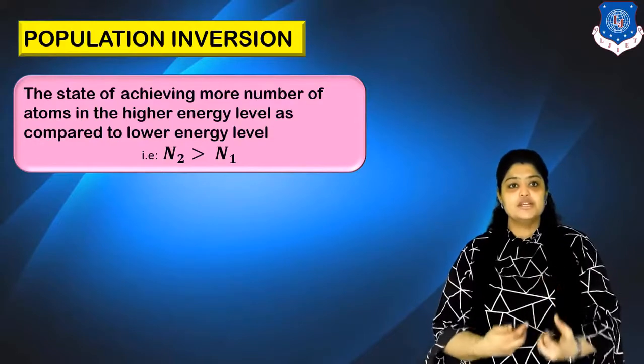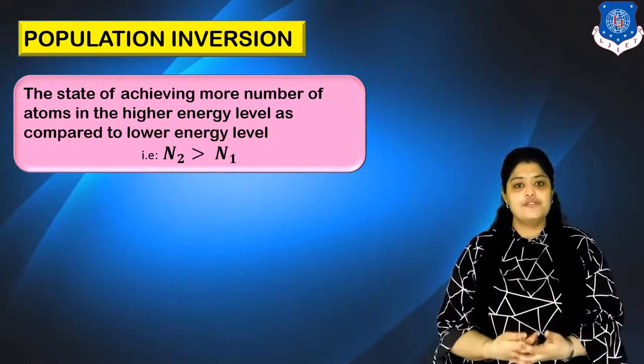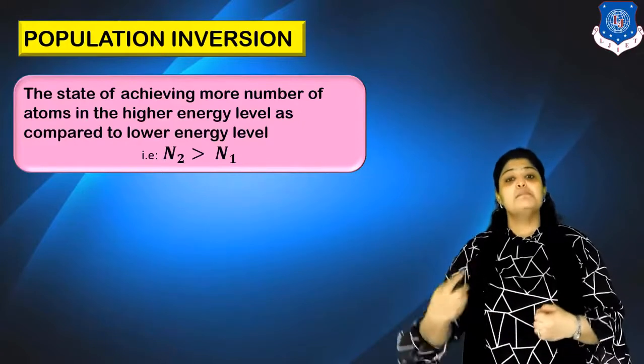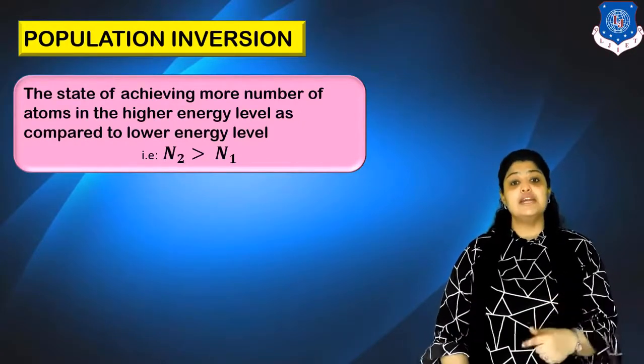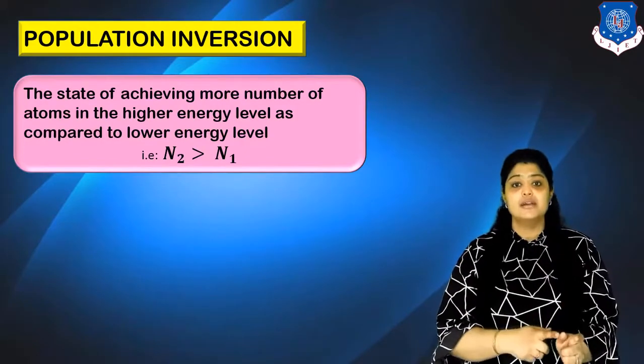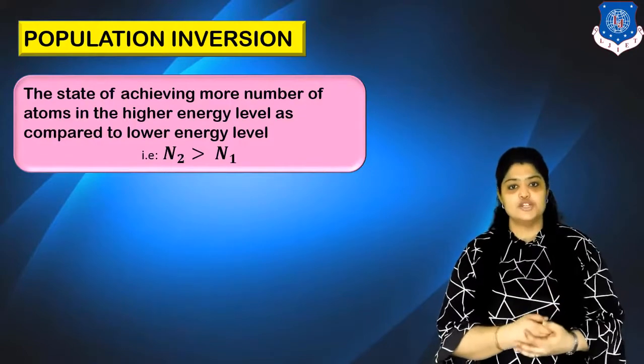So what is population inversion? It is the state of achieving more number of atoms in higher energy level compared to lower energy level. That means we have the condition N2, the population of higher energy state, should be greater than N1, that is the population of lower energy state.